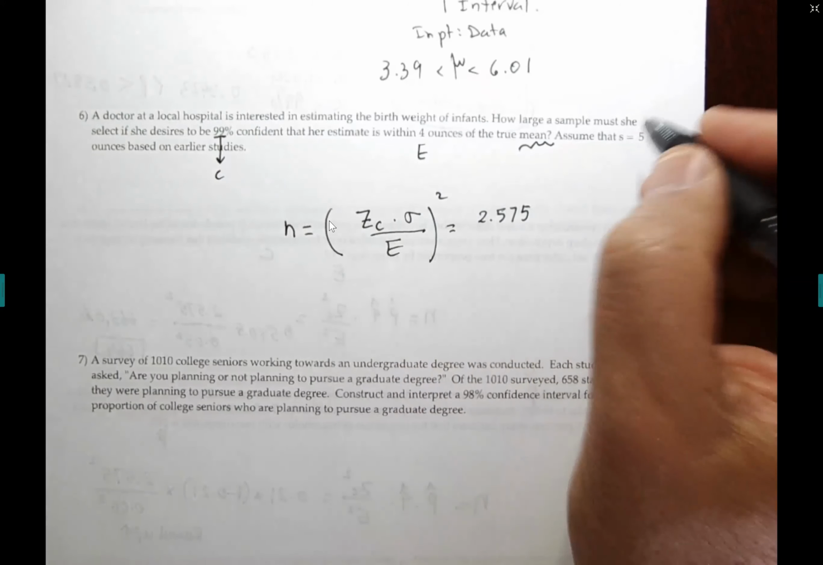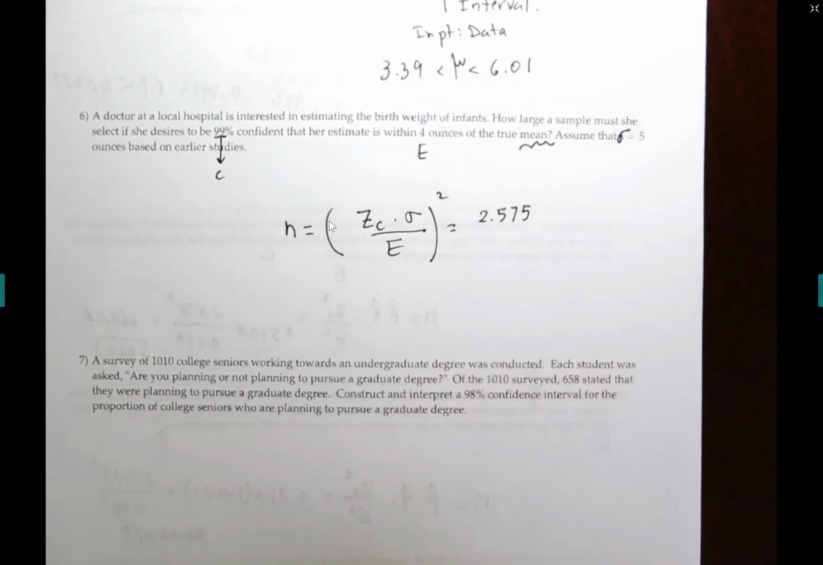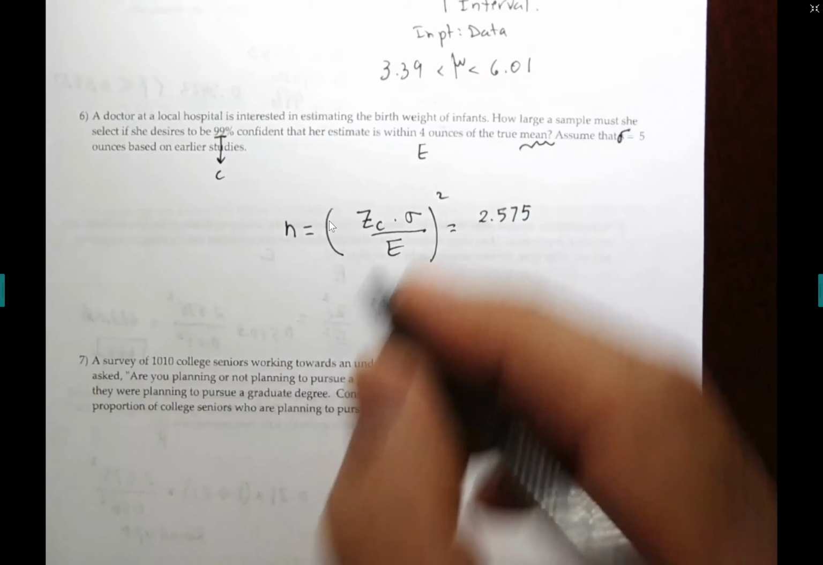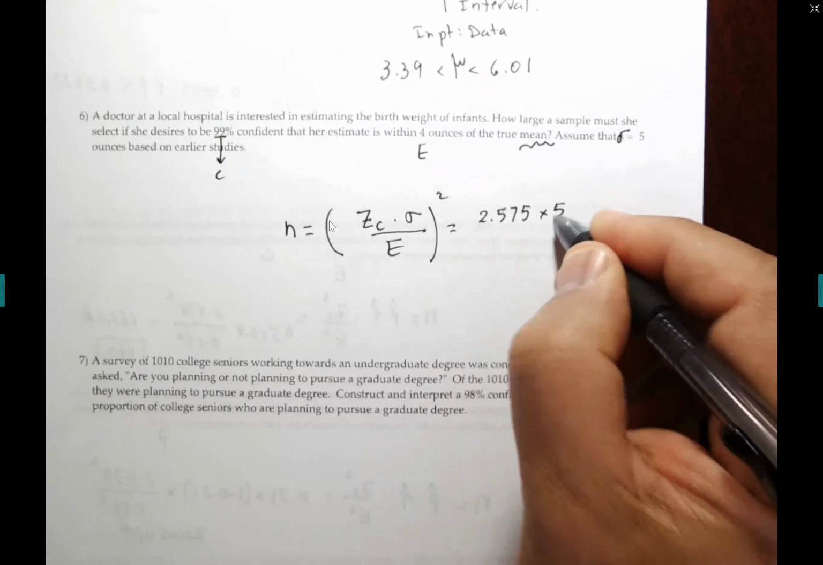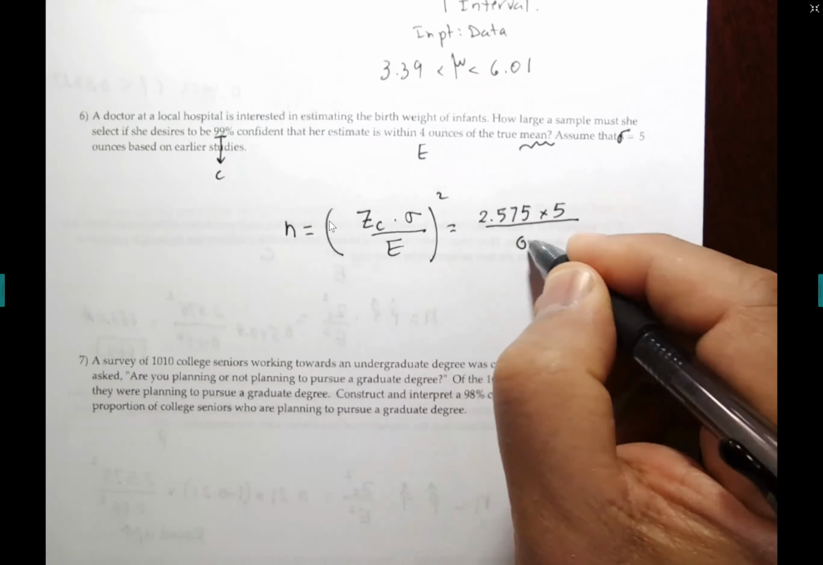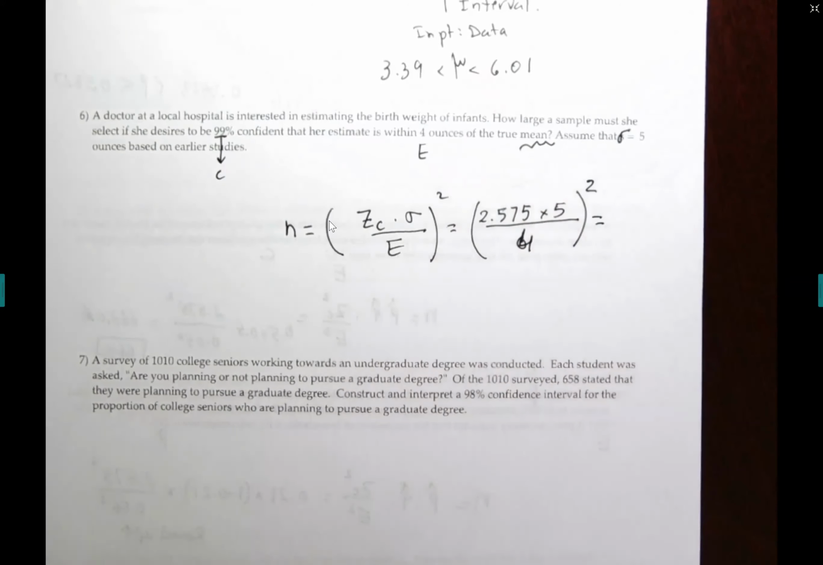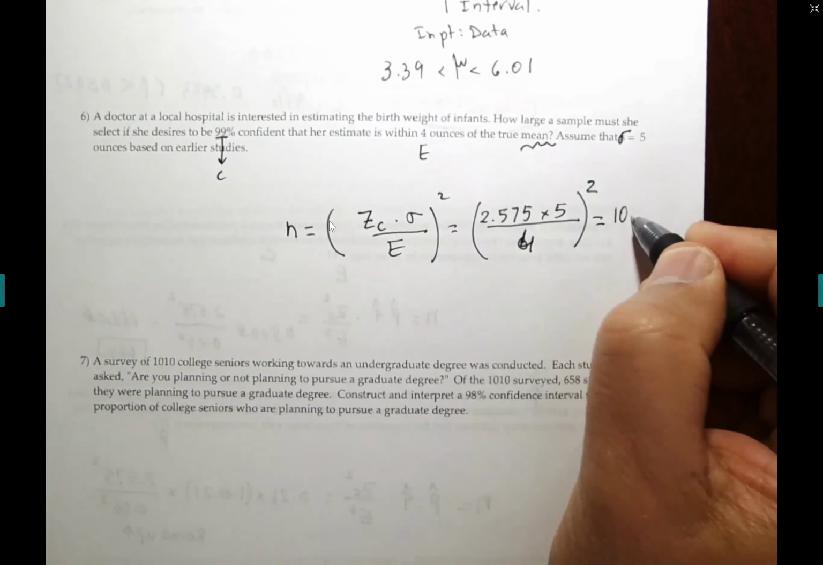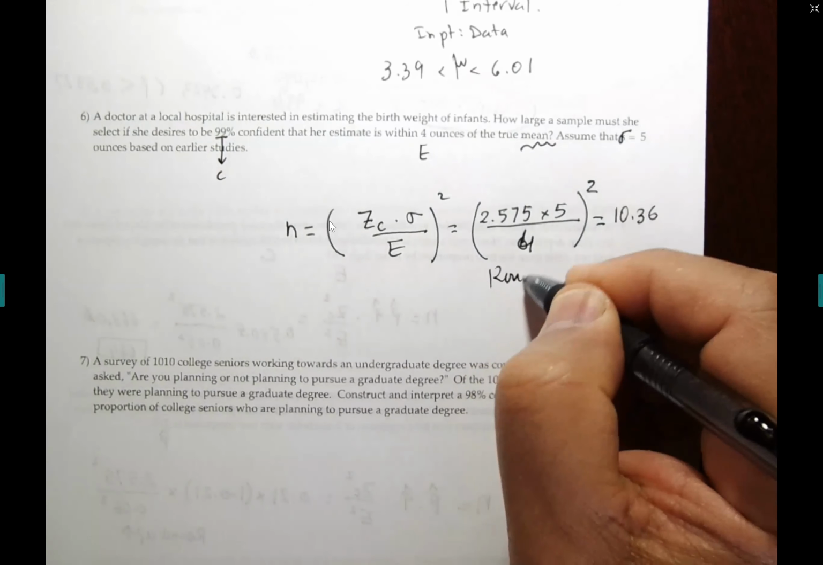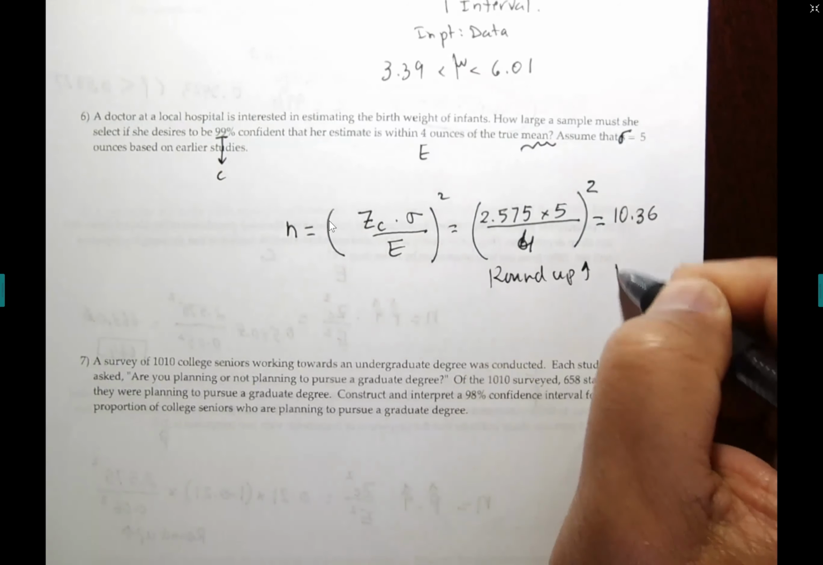Assume that sigma here equals 5. So he gives me sigma, which is 5. And divided by the margin of error, guys, which is 4 ounces. And don't forget to square. Okay, let's do the math here. So I got 2.575 times 5, divide by 4, and then I'm going to square everything. And I'll tell you what the calculator gave me. I got 10.36, and you know you have to round up. So that's going to be 11.